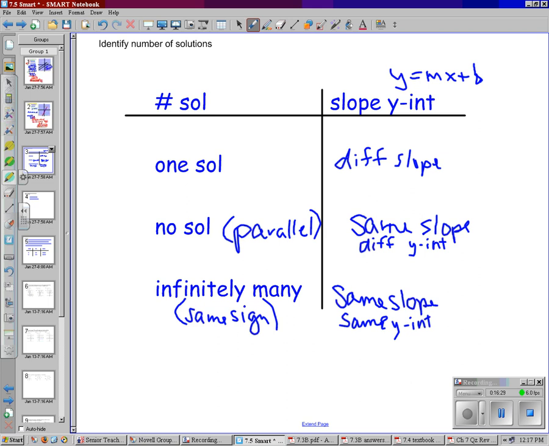Now, why am I putting this up here? Because one of the things on my test that you will have to be able to do is put an equation into y equals mx plus b and tell me, is there one solution, no solution, or infinitely many, and not graph it and not do substitution or linear combination. You don't get to do any of those ways. You just get to look at the equations. It's called without solving the system. You're just looking at the two equations.